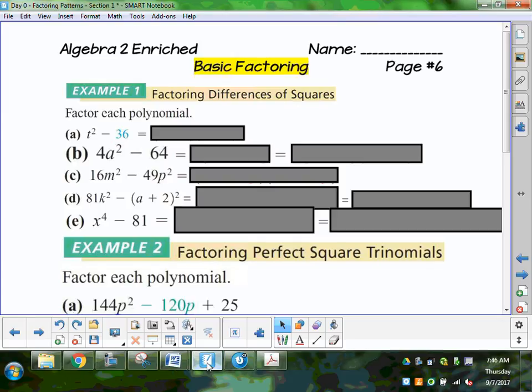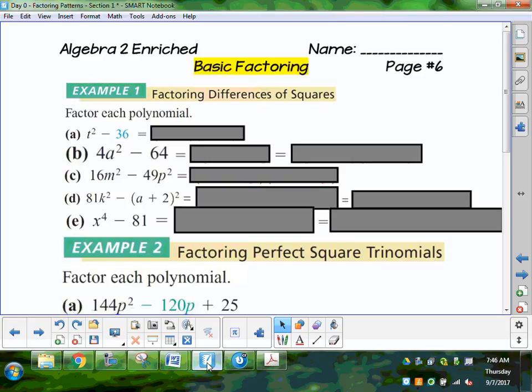First thing that you have to look for is a GCF. Take a look at 1A. Is there a GCF there, yes or no? No. Second thing: is this a difference of perfect squares?